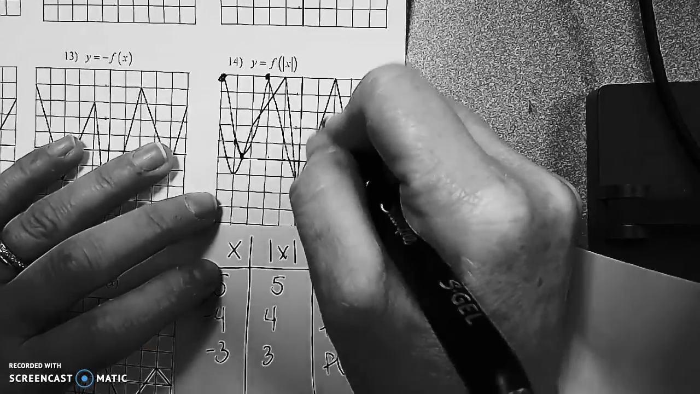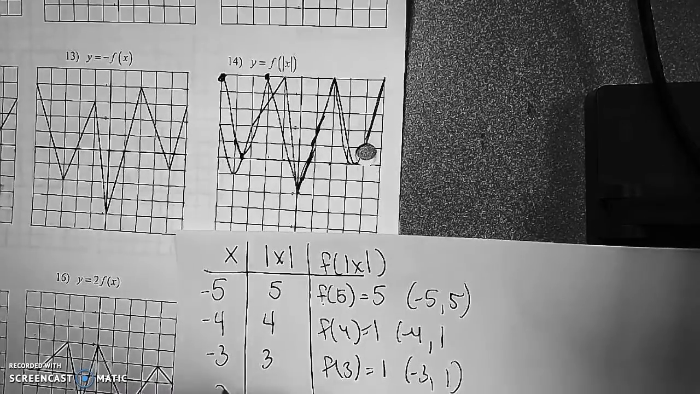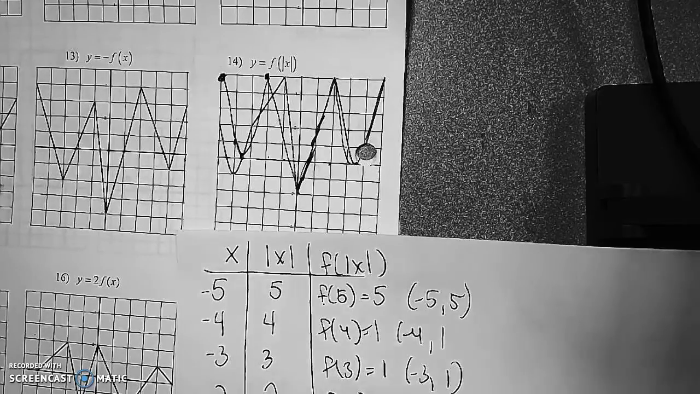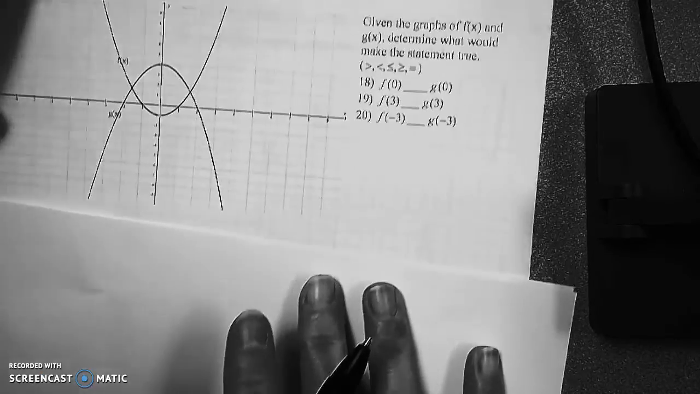The right-hand piece is going to stay the same. Now, why would the right-hand piece stay the same? Well, let's, for example, pick 2. The absolute value of 2 is still 2, and so you're still finding f of 2. That doesn't change. All right, the only other question that I had was here.